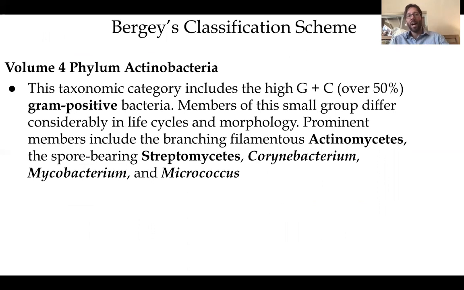Actinobacteria. So again, another phylum that we find in the gut that is healthy and good for us, but then some that are pathogenic. Mycobacterium. So that's going to be your tuberculosis, right? So some good, some bad. All gram-positive. And then it says it includes a high GC content, like over 50%.